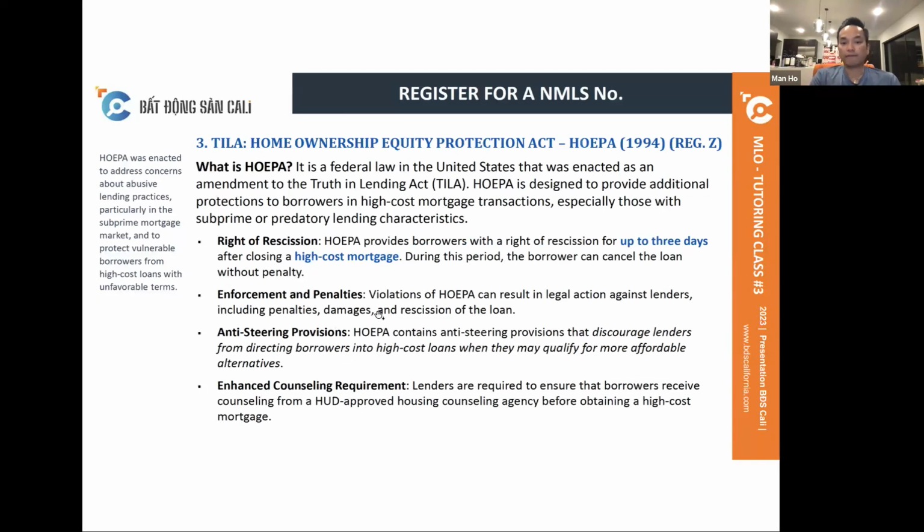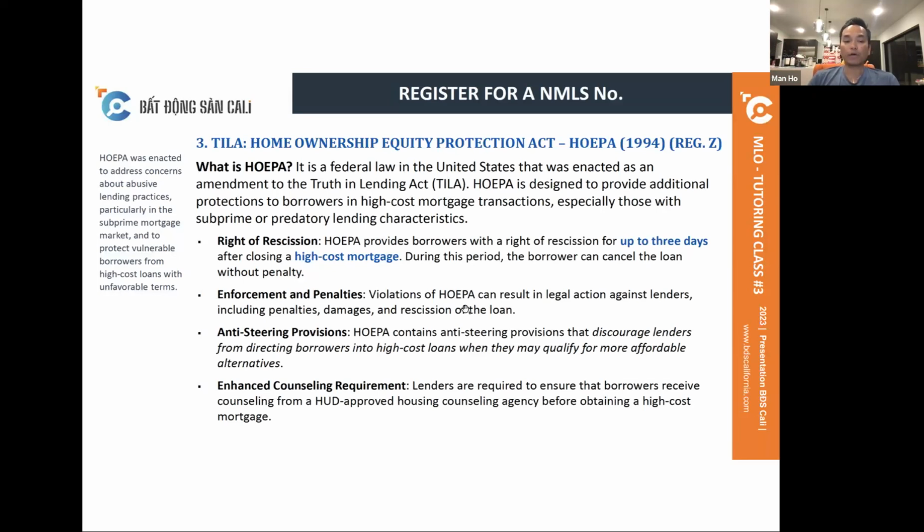Enforcement of penalties. Violation of HOEPA can result in legal action against the lenders, including the penalty, damages, and rescission of the loan, meaning cancel the loan, right? They get fined, they get the money back, pay for damages, and then the borrower can cancel the loan.